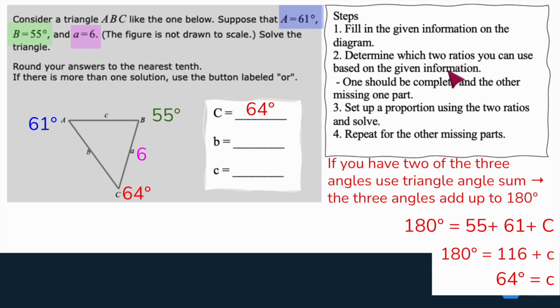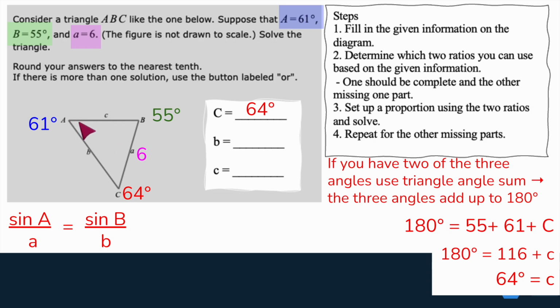So now I'm going to determine which ratio I'm going to use. When I use the ratio, if you notice there were 3 of them, I'm only going to use 2 at a time. I'm not going to use all 3. They're all equal to each other, but I choose the 2 that are best suited for what I need. So I need at least 3 parts to be able to use it. I can only have one missing part.